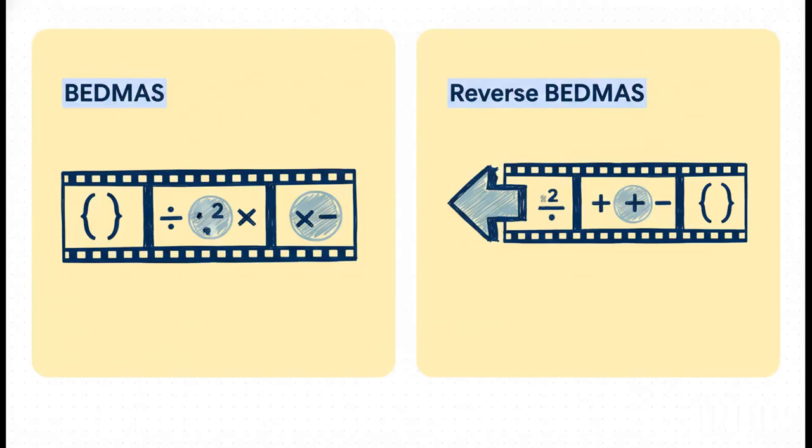You probably learned the order of operations for doing math, BEDMAS. Brackets, exponents, division, multiplication, addition, subtraction. Well, to solve an equation, to undo it, you have to work backwards. We use reverse BEDMAS. That means we deal with addition or subtraction first, and then we handle the multiplication or division. We are literally rewinding the tape of what happened to x.